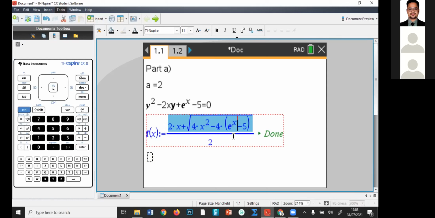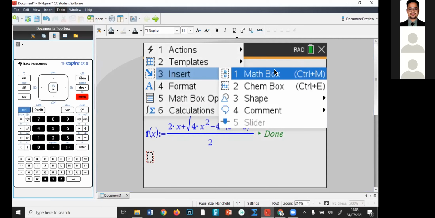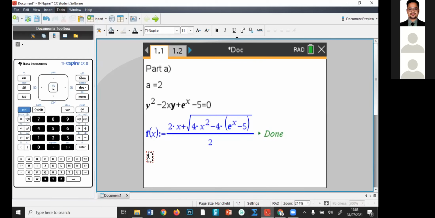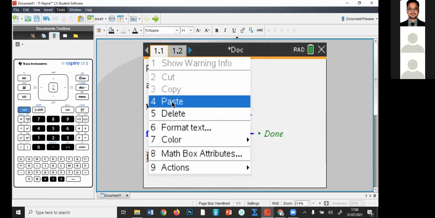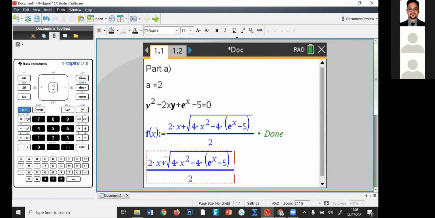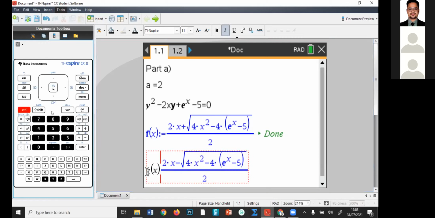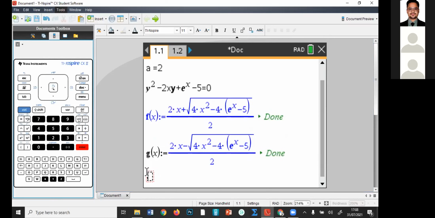So now what I can do is I can just copy this one. Control C will copy this. And I can write another function here in my maths box, and I can paste this thing. I can make minus. That's all I do. And this I can define as gx. And this is done. So once we do this much of work, then things have become very easy.